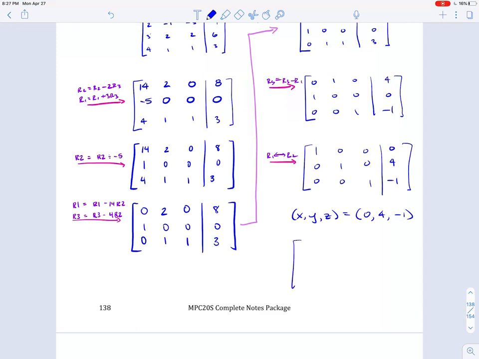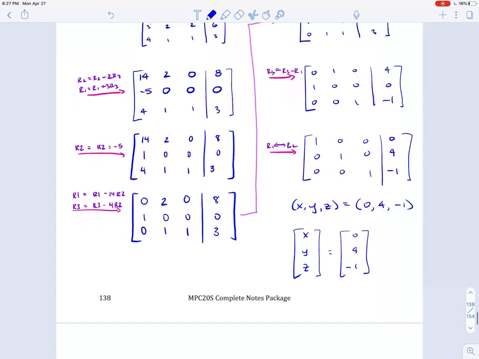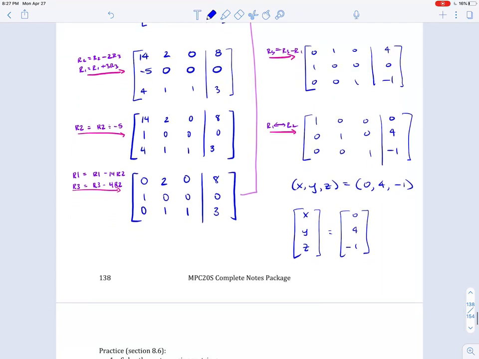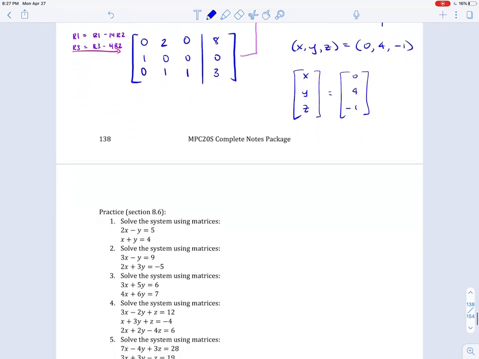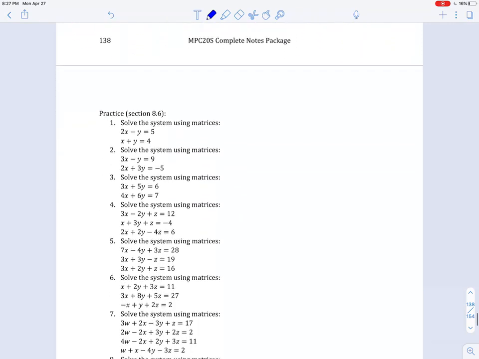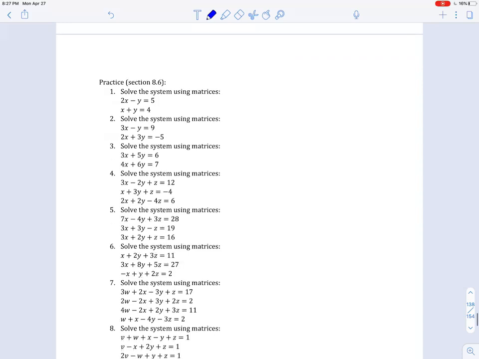And we can now state the solution. A 0, a 4, a negative 1. Or if you want to be all fancy-dancy. That's that. There is some practice work.